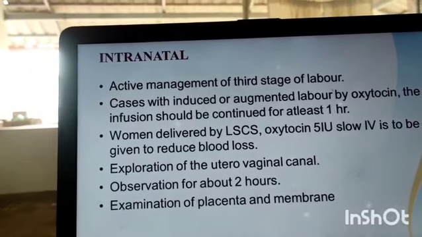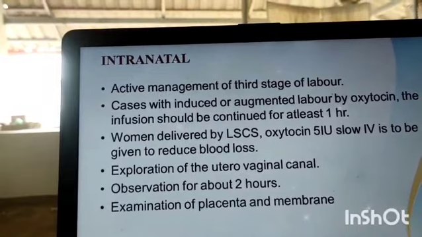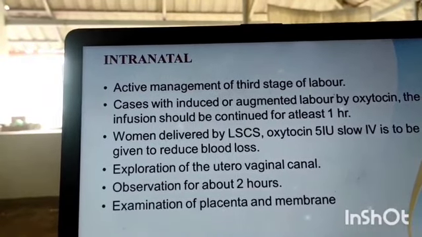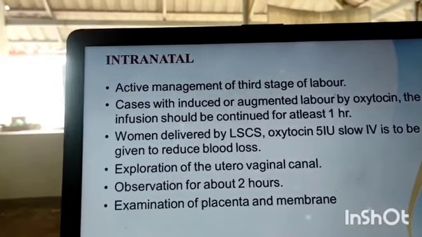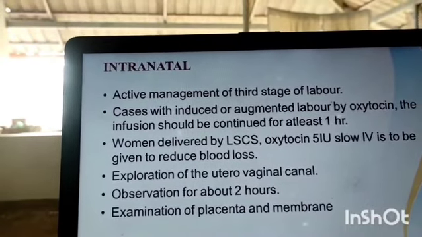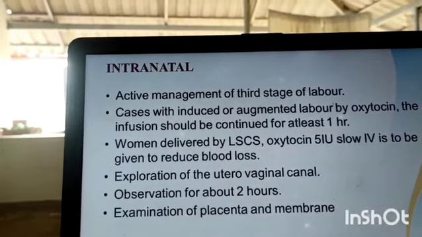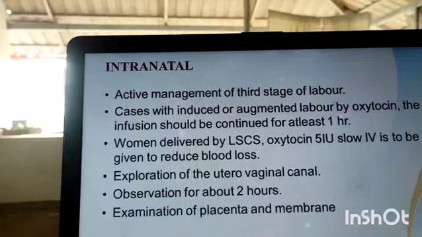The next one is intranatal prevention. First one is active management of the third stage of labor. During the third stage of labor, we should actively manage and slowly conduct the delivery. Then in the case of induced or augmented labor by oxytocin, we should continue at least 1 hour. The oxytocin drip will continue up to 1 hour. Then for a woman delivered by cesarean section, we should provide oxytocin 5 units slowly IV.